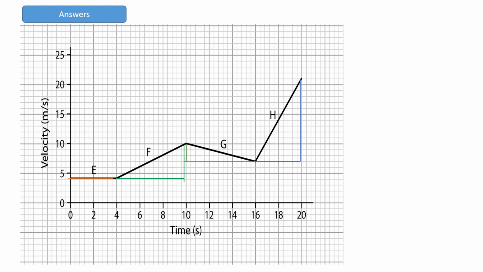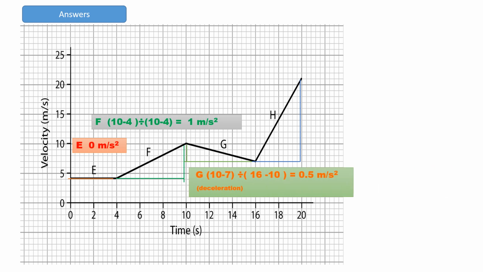So here are the answers, and the first question is explaining what's happening at each point in the graph. Now you'll notice with colour pencil, I have broken the graph up into a series of triangles, so that I can easily calculate the gradient. So the first part, E, is 0 metres per second squared. F, you can see that I've gone from 10 minus 4 divided by 10 minus 4 equals 1 metre per second.